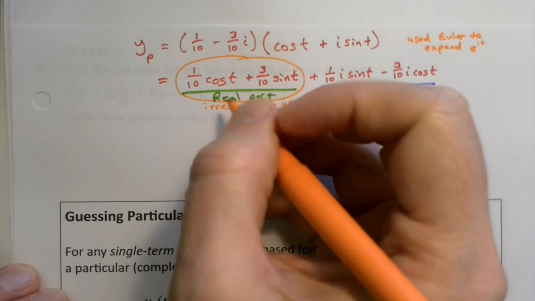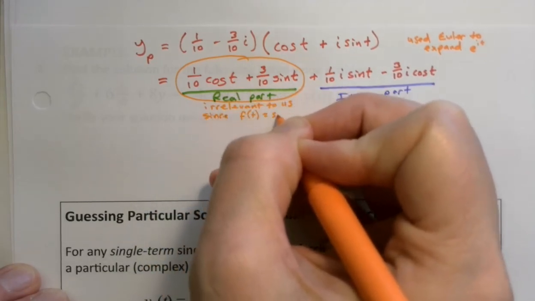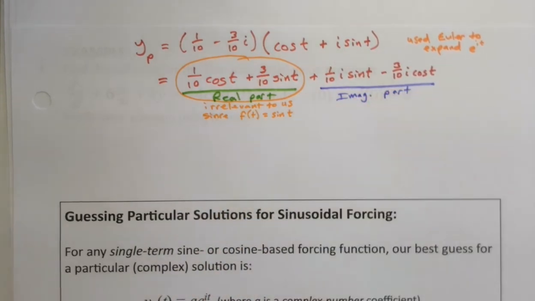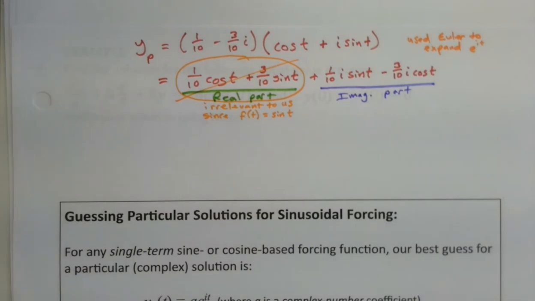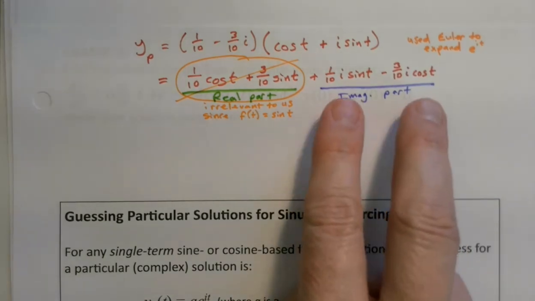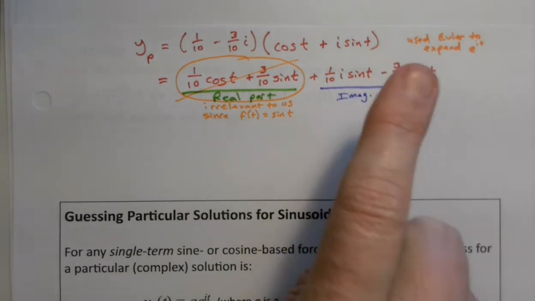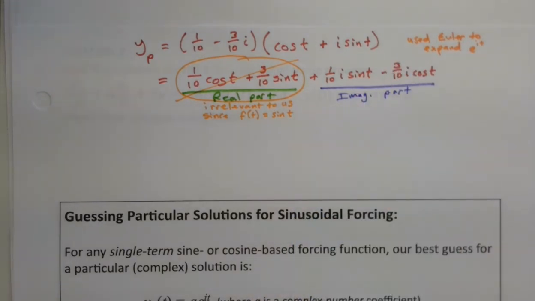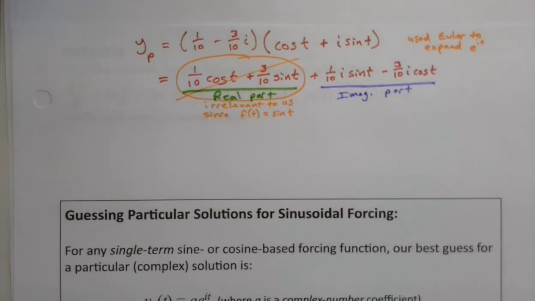And it's irrelevant to us since the forcing function was sine of t. Since the forcing function was sine, we only care about the imaginary part. So I'm just going to put a slash through this. Not that it equals 0, it's just we don't care about that. So our particular solution that we truly care about is coming from the imaginary part. And you might say, oh, the i's, what about the i's? Well, the i gets factored out, and it's the everything else that's attached to the i where we can actually see our particular solution.